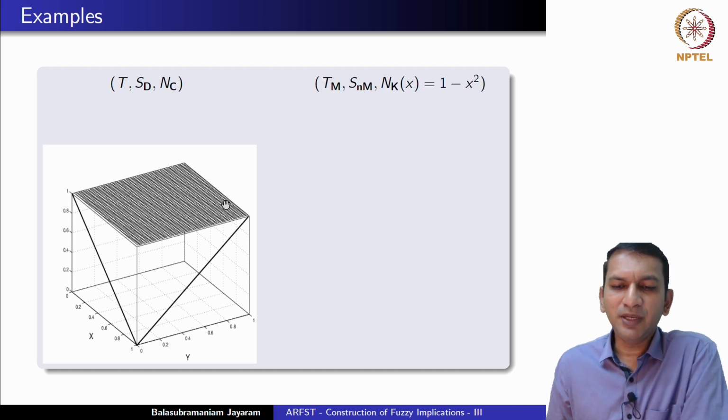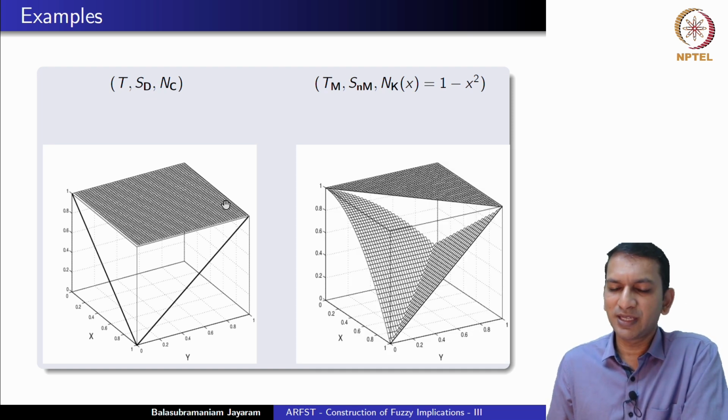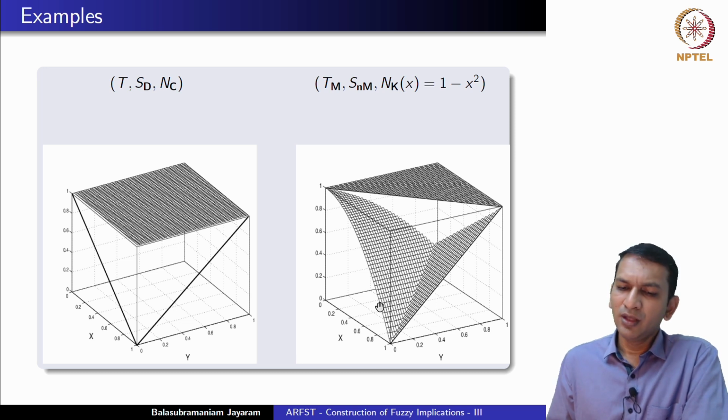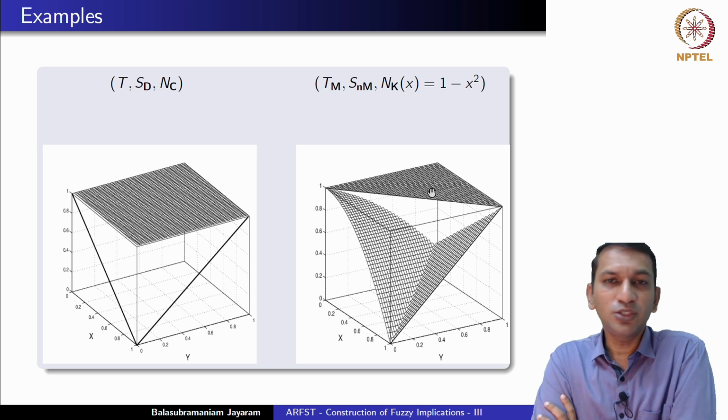If you consider the minimum T-norm, the nilpotent minimum T-conorm, and the negation 1 minus x squared, we get a QL implication that looks like this. Once again, the neutrality property is given. 1 minus x squared is the natural negation. And what is interesting is it also has OP.